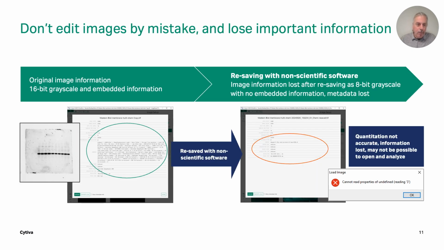Here's an example where we've taken the original 16-bit TIFF image, and it's obviously got a lot of embedded information in there. You can see here in the header, there's a lot of information about how that image file was captured. But then they've gone into non-scientific software, like PaintShop Pro or Adobe Photoshop, and then resaved the image, and it will probably save it as an 8-bit image. You're going to lose that metadata. Again, it's not good for quantitation, and it's going to get queried when you submit that data wherever it's going to be looked at, whether it's a regulatory body or a journal.